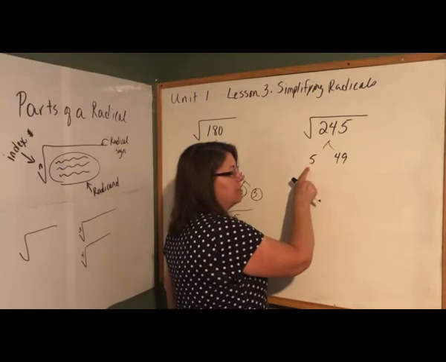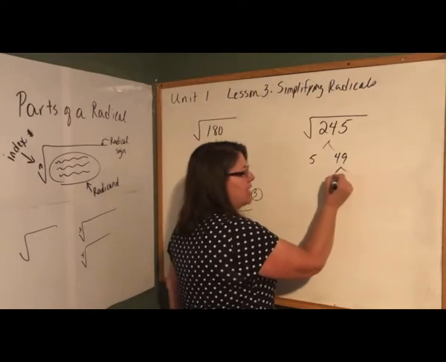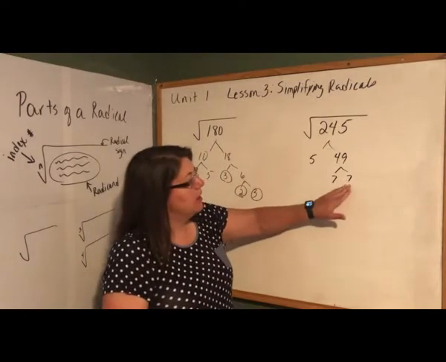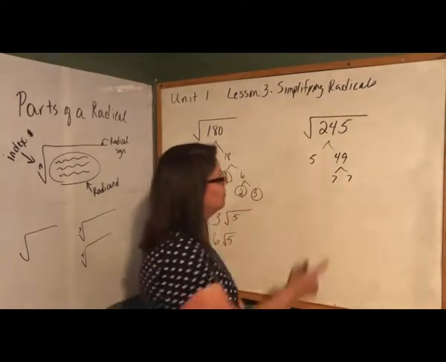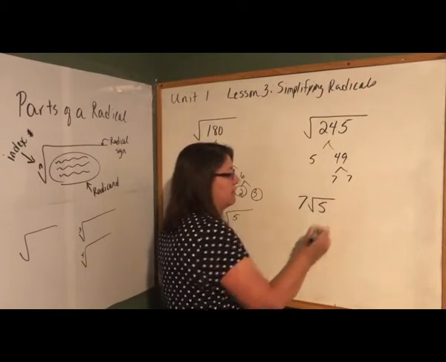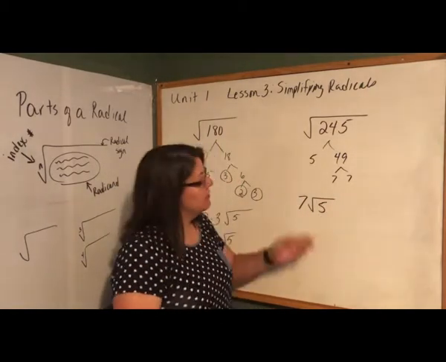5 will not break down anymore. 49 does. 49 goes down into 7 and 7. Well, that right there gives me a double number. 7 is a double number. So I'm going to bring out the 7, and then that 5 stays underneath. So we have simplified that.